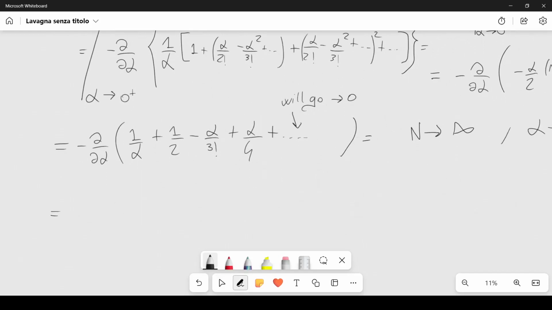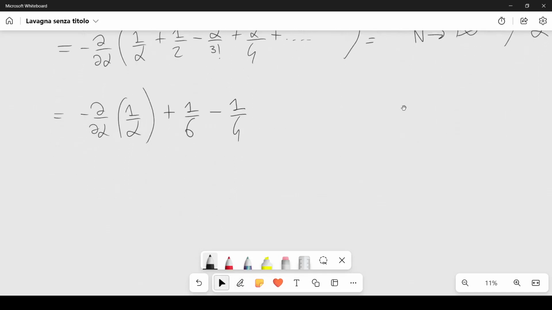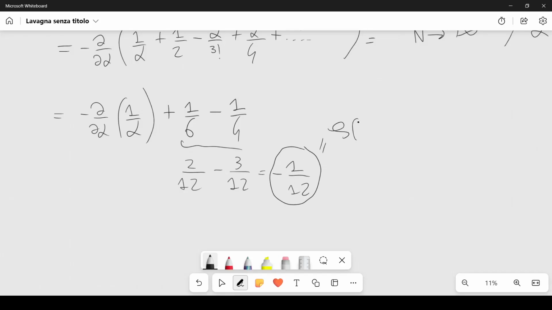So if we rewrite this, we have minus derivative with respect to alpha of 1 over alpha. And then, of course, this is just a constant. And here, when you consider these two terms, you have plus 1 over 3 factorial, which is 1 over 6, minus 1 over 4. So you have 1 over 6 minus 1 over 4. And what is this? Well, you can rewrite this as 2 over 12 minus 3 over 12. So this is minus 1 over 12, right? And this is exactly zeta calculated at minus 1. So this is the Riemann zeta function evaluated at minus 1.